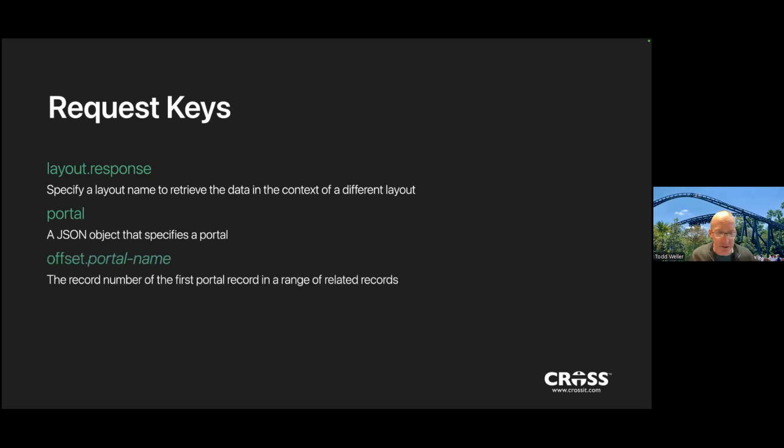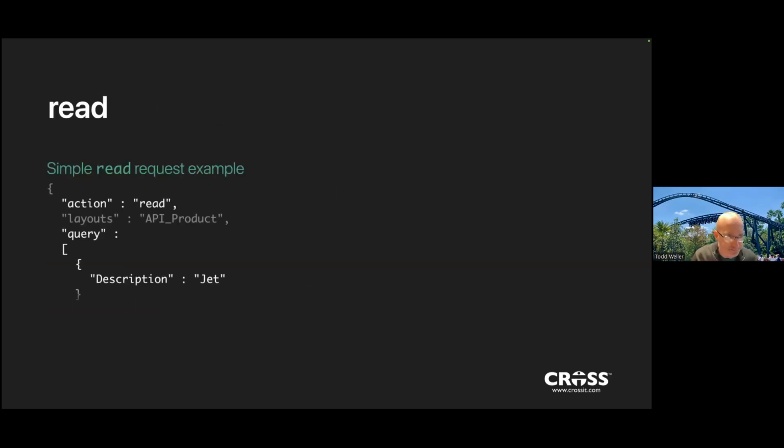And then there's an offset and a limit for the portal as well, which is again the number of related records and where it's going to start in the return. The only minor difference here is that the offset still starts at 1, but the limit is 50 for your portal records. So just be aware of that.